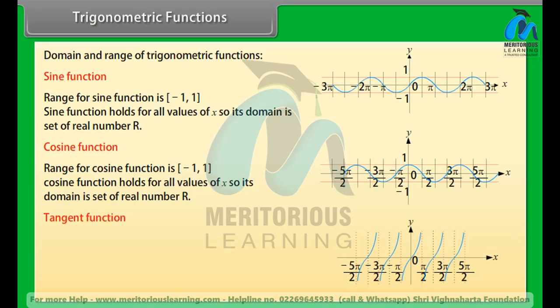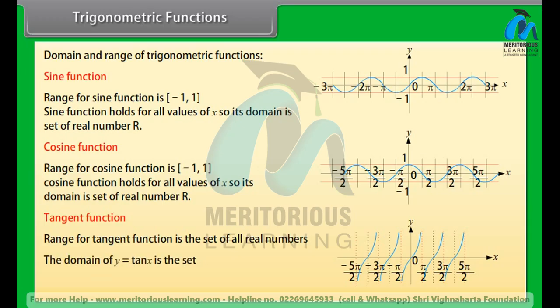Tangent function. Range for tangent function is the set of all real numbers. The domain of y is equal to tan x is the set x belongs to real numbers, x not equal to (2n plus 1) pi by 2, where n is any integer.